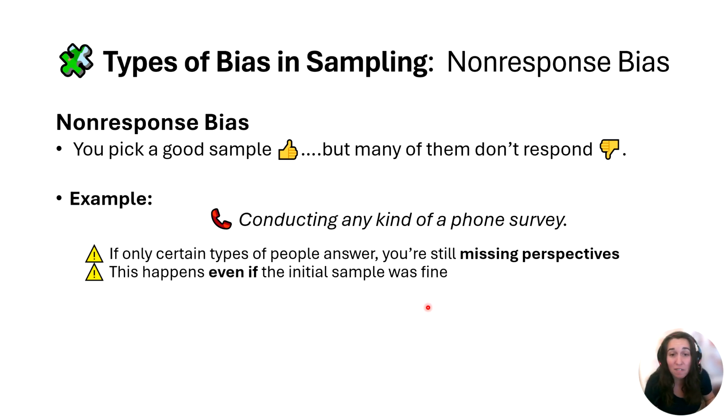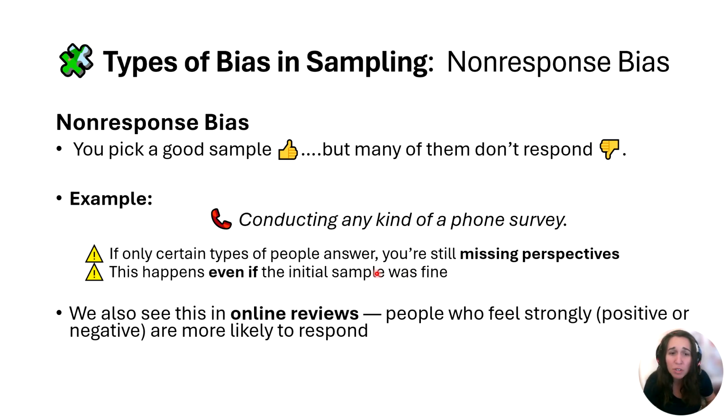This happens even if the initial sample was fine, right? We have this list of people we're going to call. Maybe that list is very representative of our population, but then when only so many of them pick up the phone, well, then we're going to introduce some non-response bias there. We also see this in online reviews. People who feel very strongly, whether it's positive or negative about a product, are much more likely to respond, and this can really skew perception. All right, so that's non-response bias. Let's look at our next type of bias.